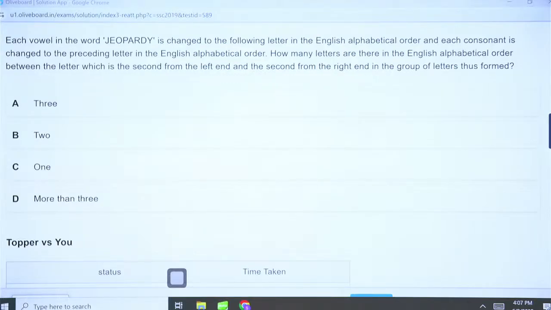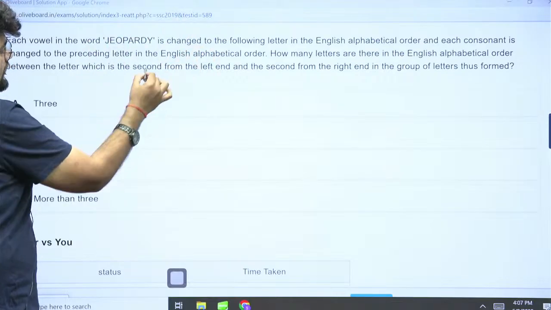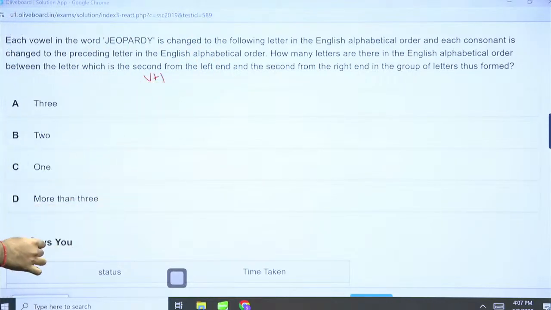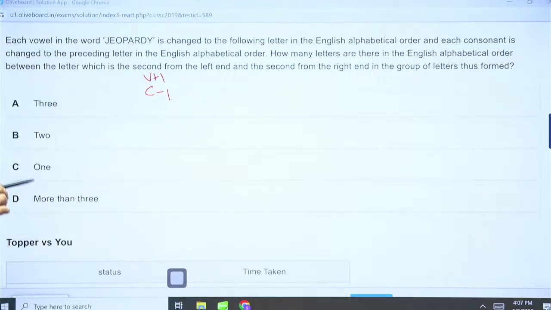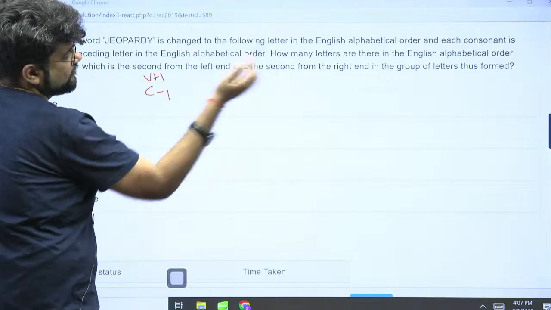Okay, now let's see this. Each vowel in the word JEOPARDY is changed to the following letter in English alphabetical order. So each vowel is changed to the following letter. That is, vowel is being increased by 1. And each consonant is changed to the preceding letter. So this is consonant minus 1. After doing this, how many letters are there in the English alphabetical order between second from the left and second from the right?